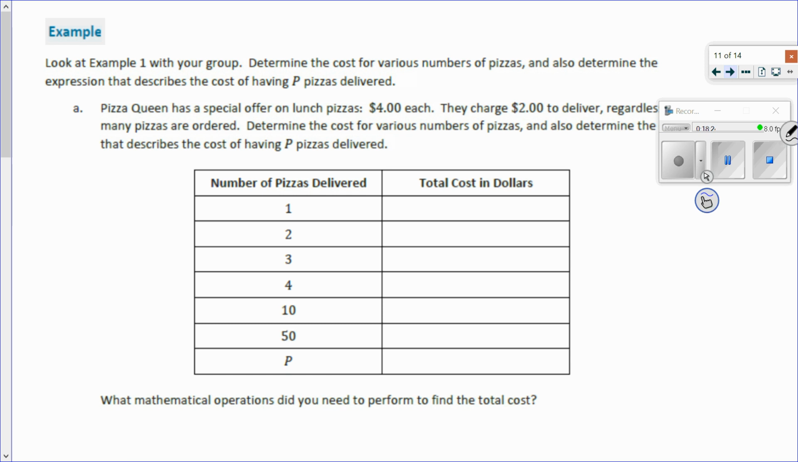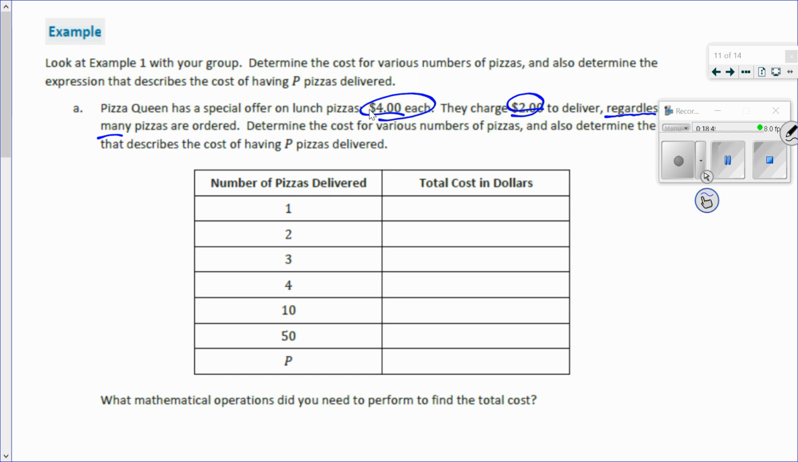Here's another one. Now that you got it, hopefully you're starting to get that concept, I'm going to give you 3 minutes to work through this one as a table. We got to move. Okay, our first one. Here is the big deal, guys. They're charging me $4 for each pizza. Makes sense. I charge $2 to deliver regardless of how many pizzas are ordered, right?